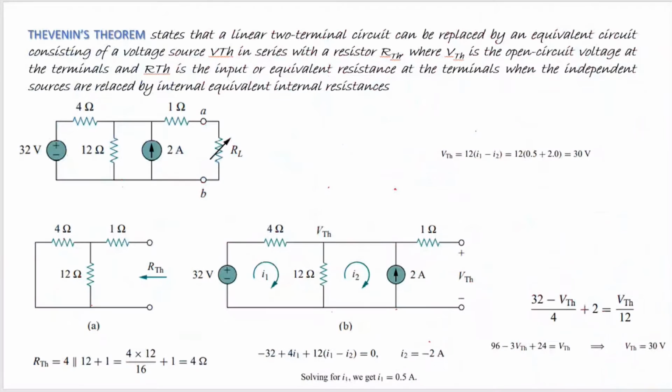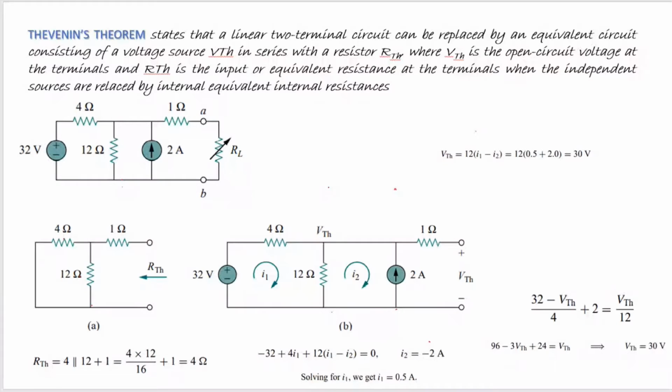replaced by an equivalent circuit consisting of a voltage source in series with a resistance, where that voltage source is called VTH and that resistance is called RTH. So what does the theorem state?